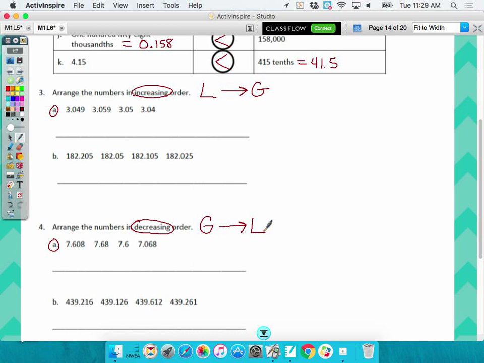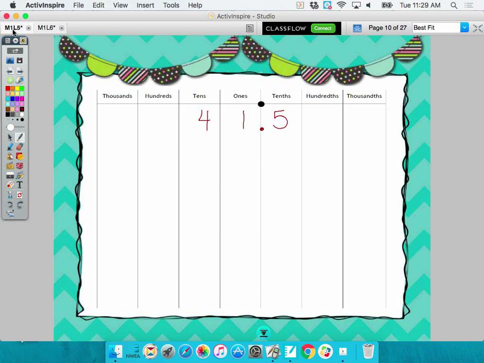Okay, now what strategy did we practice before? Place value chart, all 4 numbers, right? So, get to your place value chart. We're going to write all 4 numbers. You write them down, and I will write them down. Go ahead and put them in order that they are on the paper.